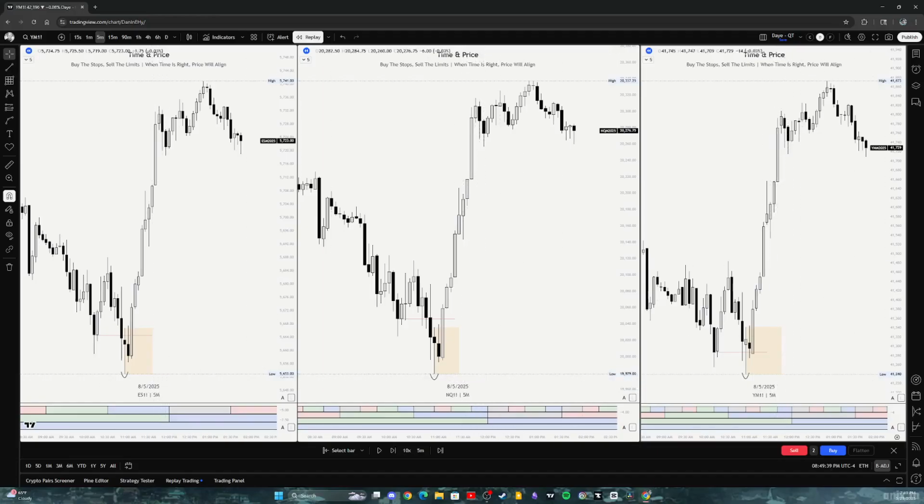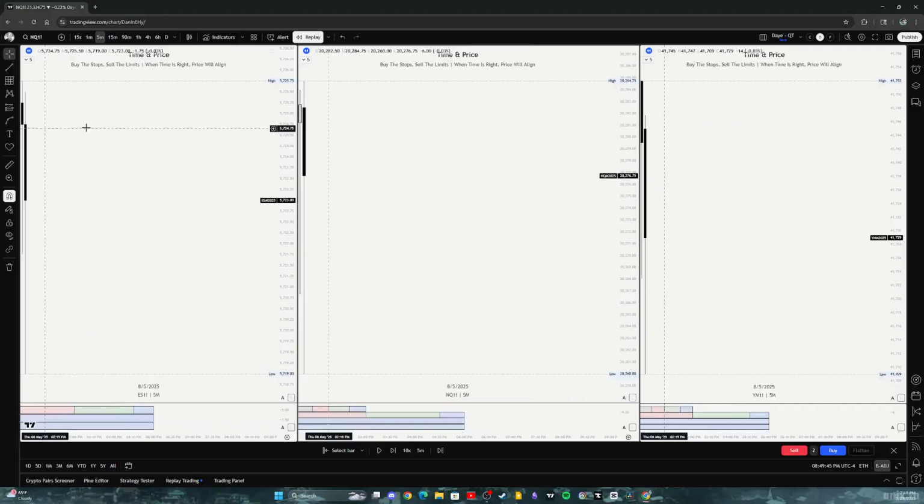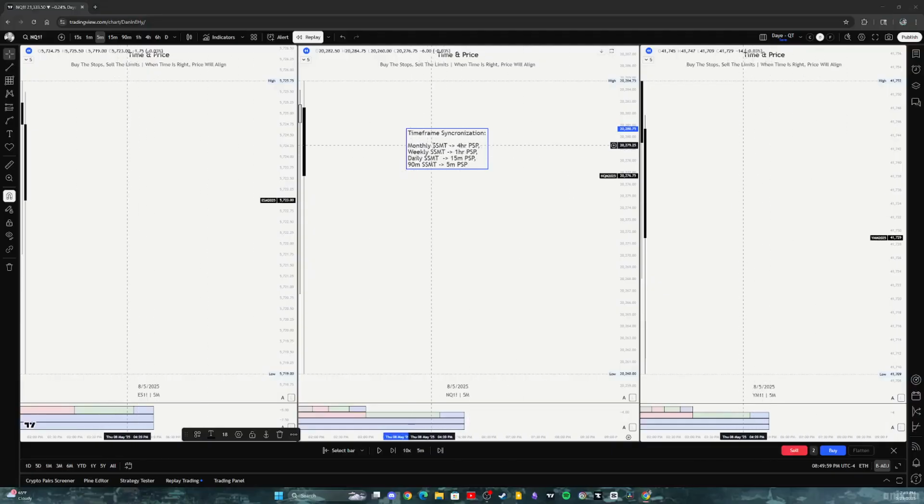Now, something to keep in mind is that we have to utilize this in a proper time frame synchronization, which means monthly cycle sequential SMT, focus on a 4-hour PSP. Weekly cycle sequential SMT, 1-hour PSP. Daily cycle, 15-minute, 90-minute, 5-minute.